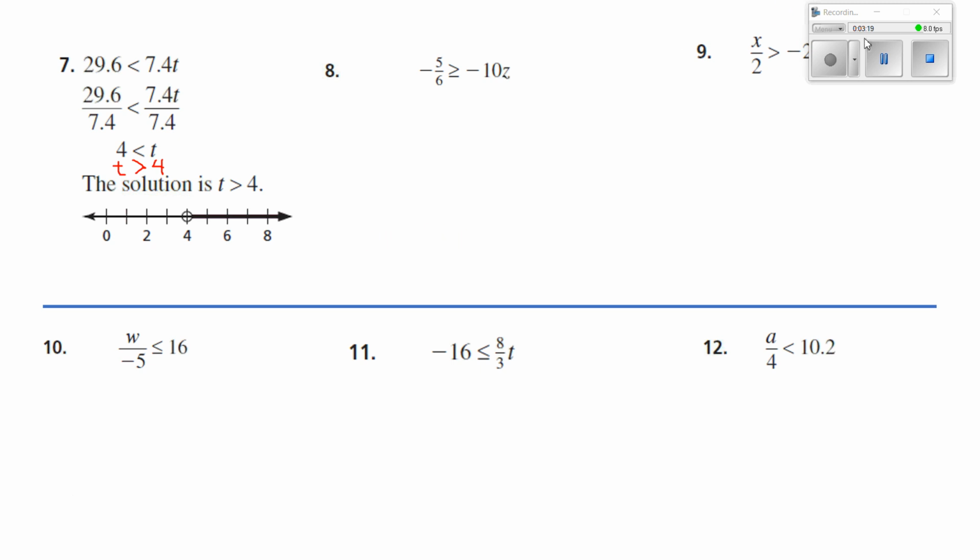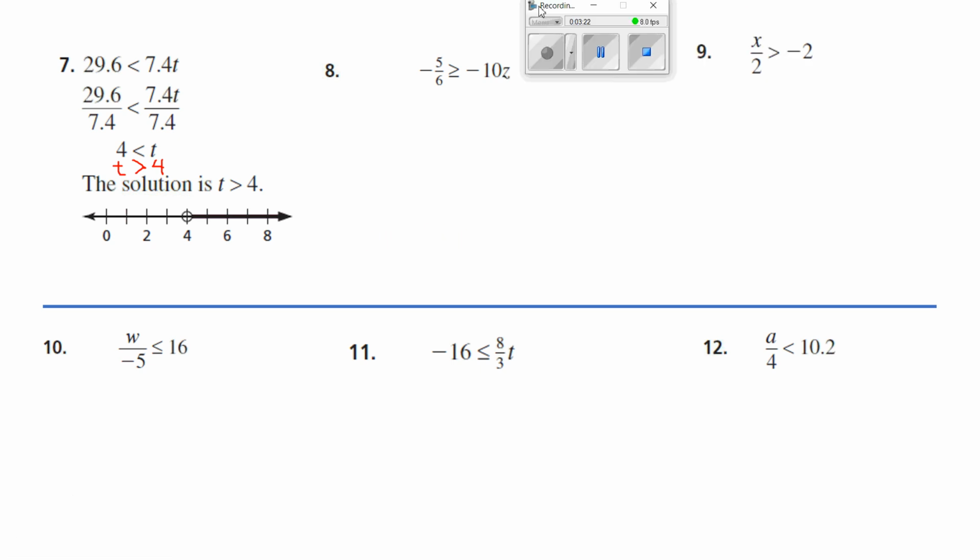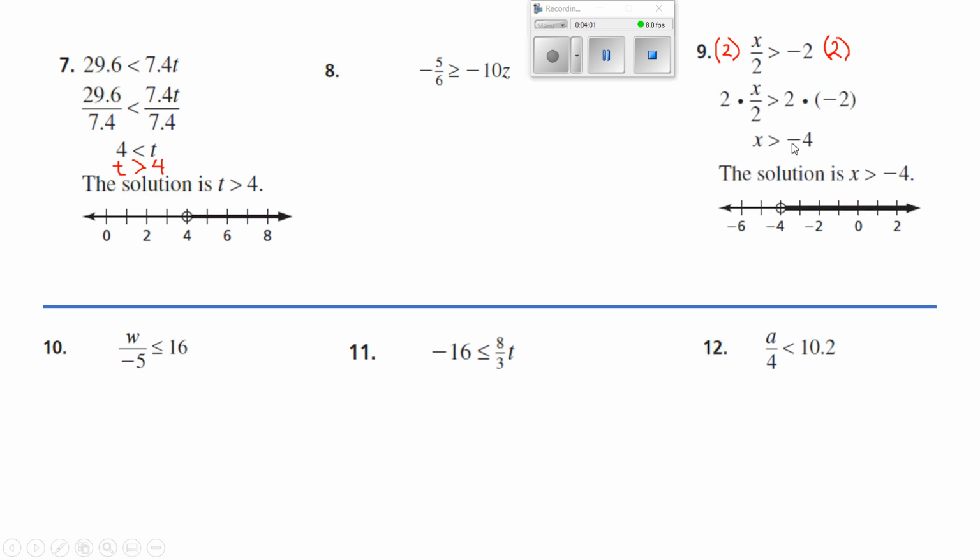We're going to go to number 9 next. Number 9 says we have x divided by 2 is greater than -2. To solve this, I realize I'm going to have to do the opposite of dividing by 2. That's what we're doing here, dividing x by 2. That's going to be multiplying by 2. And whatever I do to one side, of course, I'll do to the other side. This will give me a -2 times 2, which is -4. We're not dividing or multiplying by a negative number, so my symbol will stay the same. Our answer should be x is greater than -4.